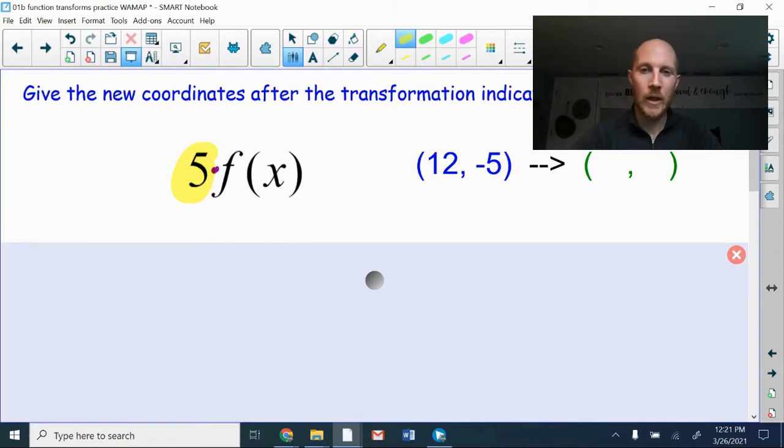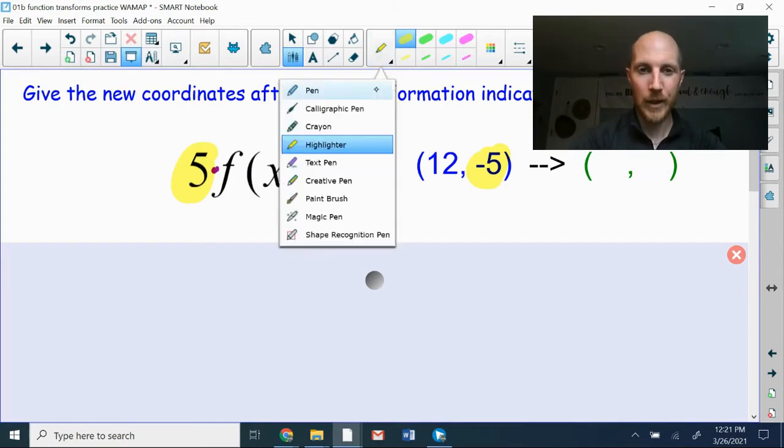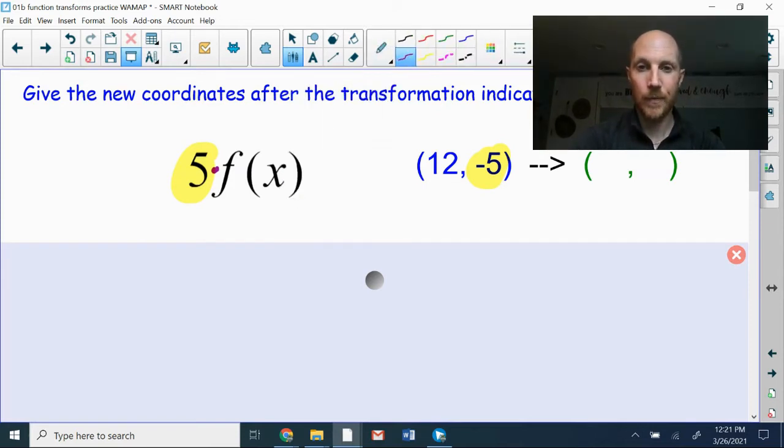It will affect only the y coordinate, and for y coordinate transformations, pretty much you always do the face value. It says multiply by 5. I'm going to take that original y coordinate of -5 and multiply it times 5. So it's going to give me a y coordinate of -25. The x coordinate here is totally unaffected. This transformation has nothing to do with the x coordinate, so it's going to stay 12.